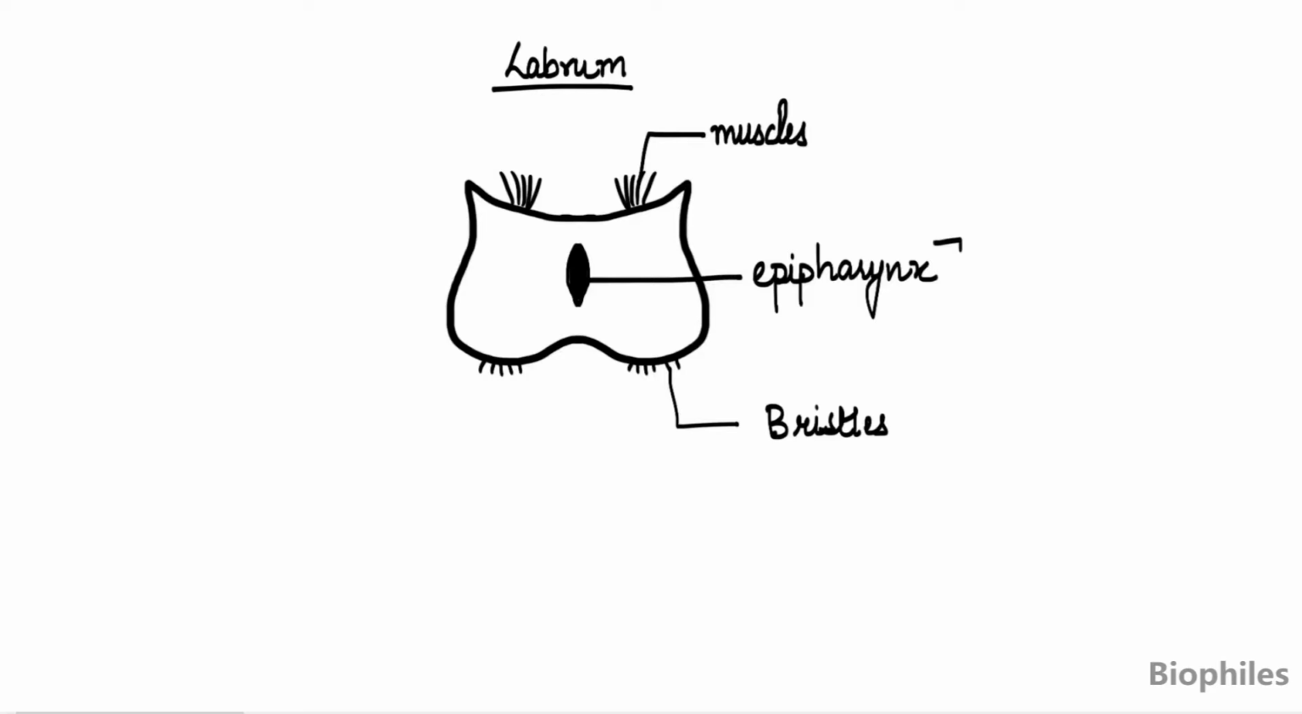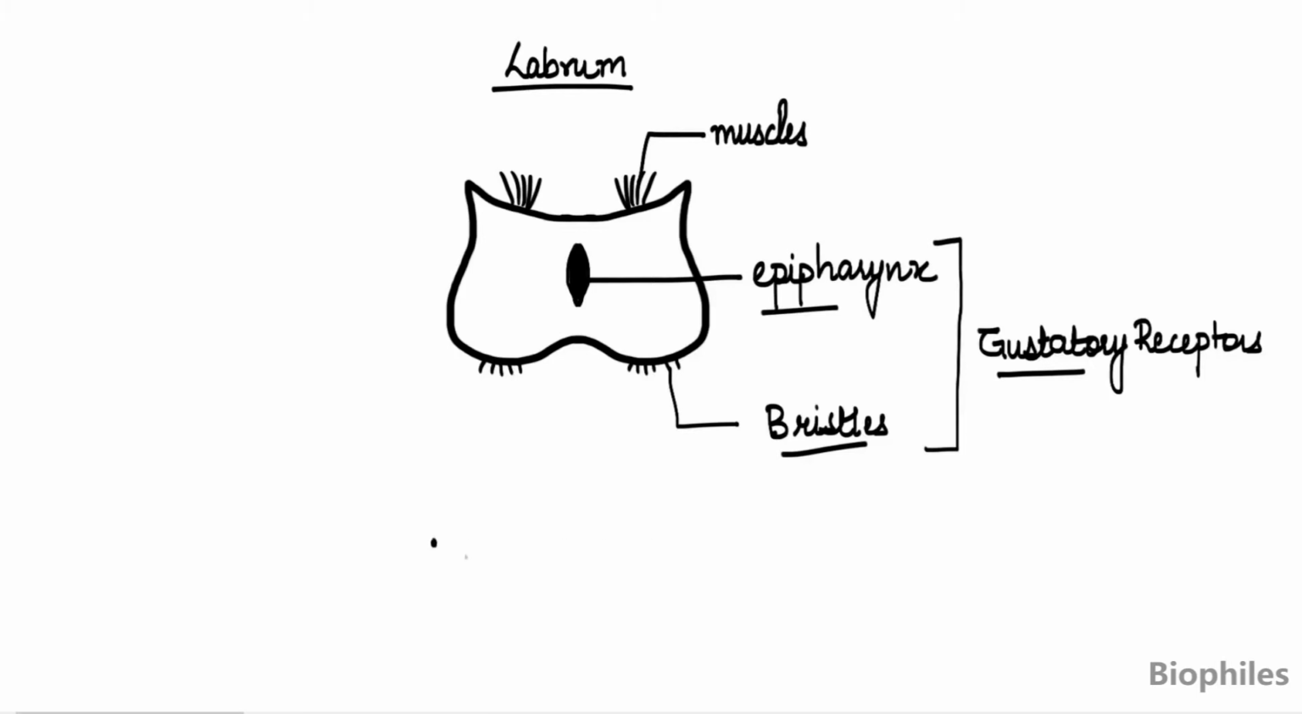And the function of the epipharynx as well as the bristles is to house different gustatory receptors. So the epipharynx on the labrum as well as the bristles, they have various gustatory receptors, and they're going to help in tasting the food.